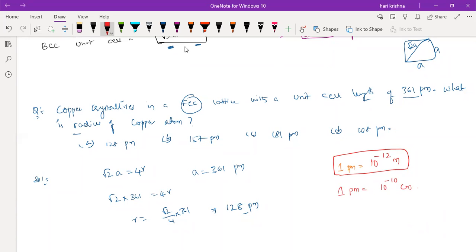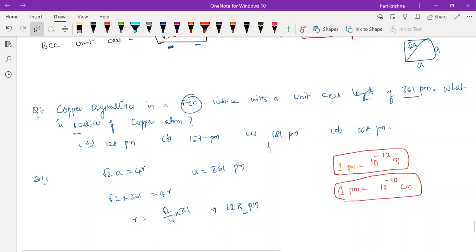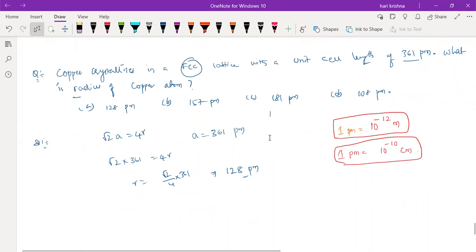This conversion is very important, because in most cases they will give the edge length in picometers and ask for the final answer in centimeters. So the conversion is very important. Is it clear for everyone? Yes, sir. Can I give one more problem?